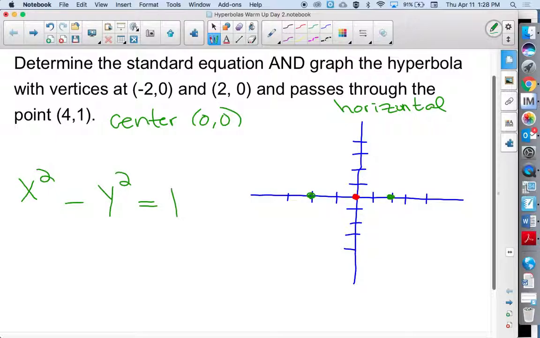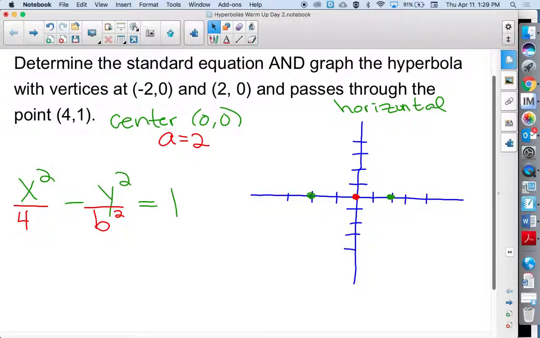What else do we know, Brendan? That a is 2 because that's the distance from the center to one vertex. And where does the a go, Brandon? It goes underneath x. Right, it's always in the front. So it doesn't matter that x is first. With the hyperbola, a squared is always in the front. So he said a is 2, so that makes this a 4. So just from the 2 vertices, we pretty much have most of the information filled out.